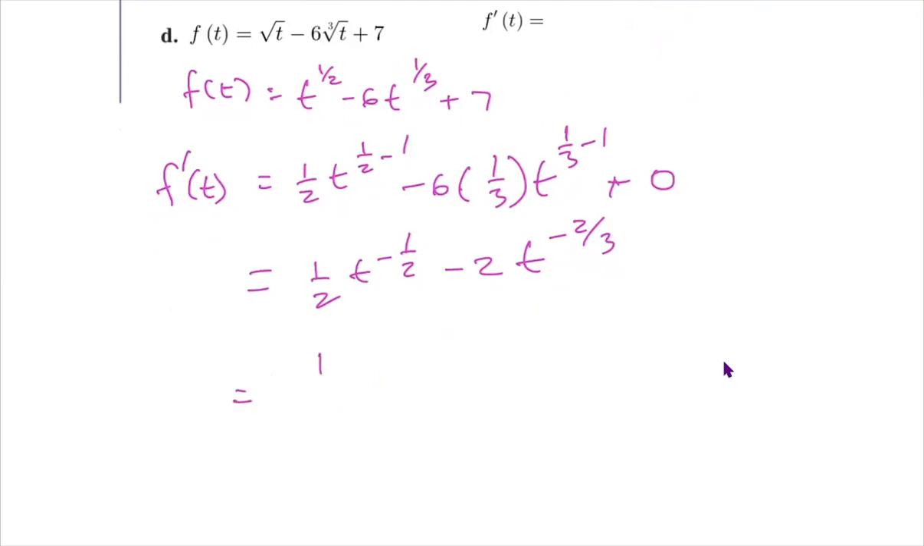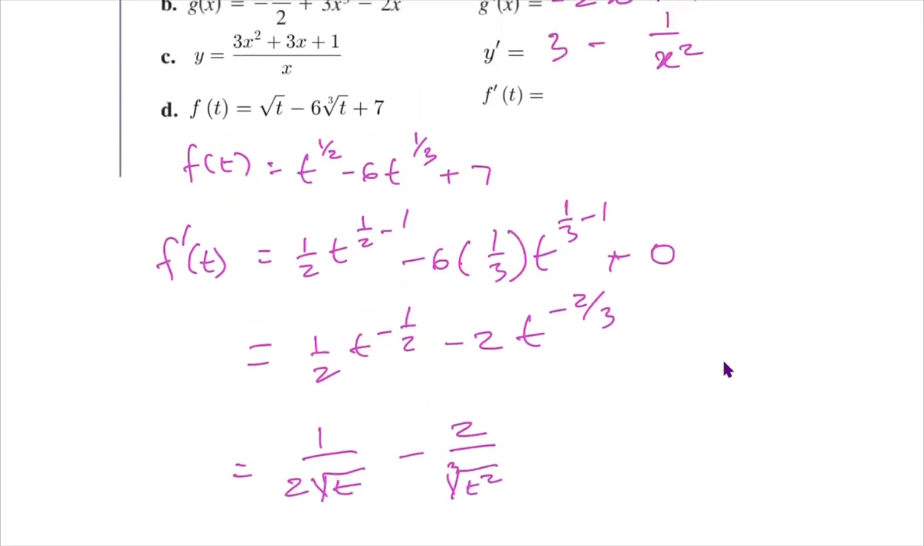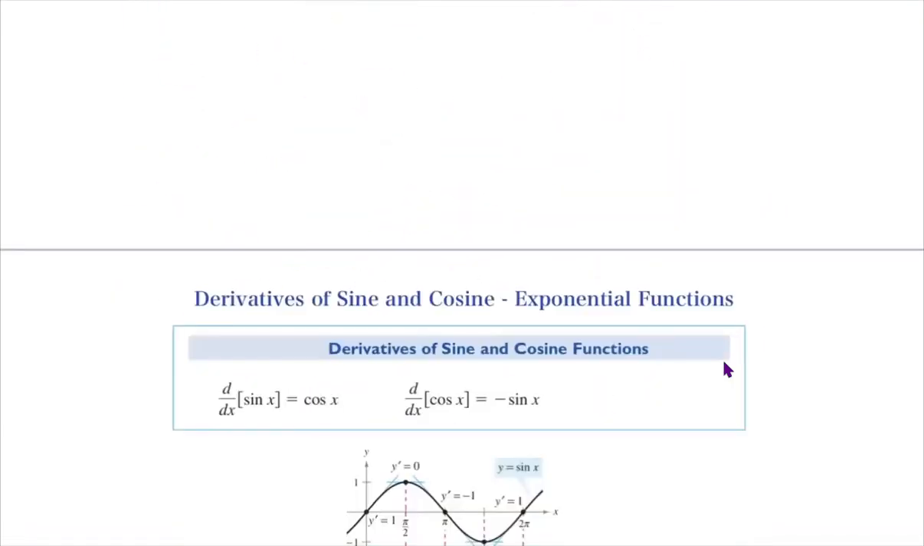So that is 1 over 2 square root of t minus 2 over cube root of t squared. So that is 1 over 2 square root of t minus 2 over cube root of t squared. Those are the step-by-step examples for this.